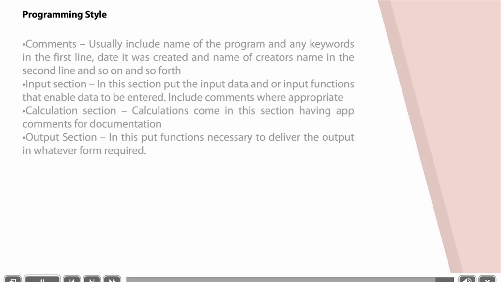The third is the calculation section. In this section we handle all the inputs, like whether the input is correct or wrong, and how to use the input to calculate our appropriate output. Then we store the output in appropriate variables. These variables will then be part of the output section.